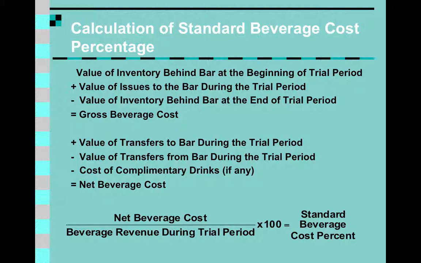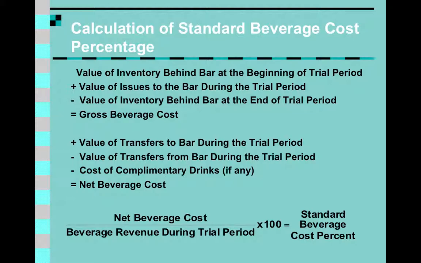Then we would look at the value of issues to the bar during the trial period. So that would be things that were issued to the bar. Maybe he ran out of scotch. We got scotch from the back and we brought it up to the bar. That would be a value of issues to the bar during his shift. Then you would subtract the value of inventory behind the bar at the end of the trial period. So we're looking at what is his inventory at the end of the shift. And that would be our gross beverage cost.